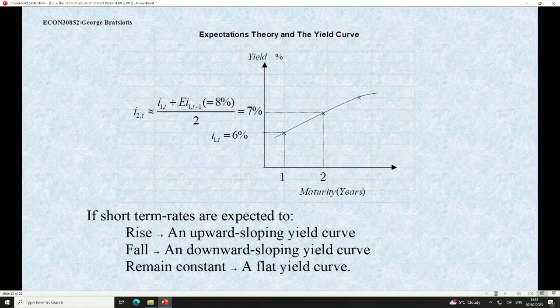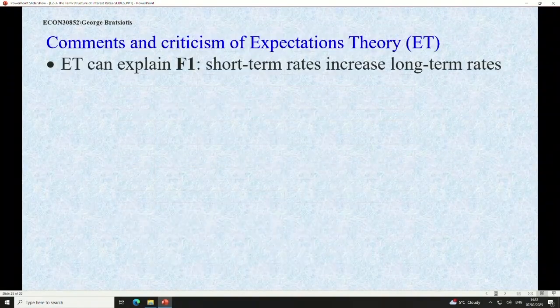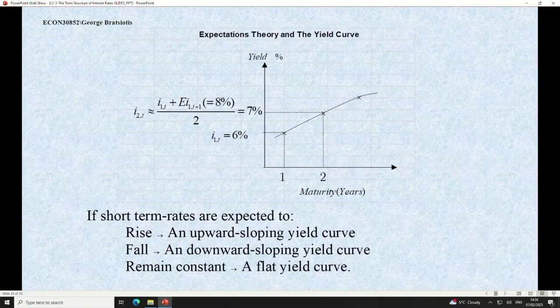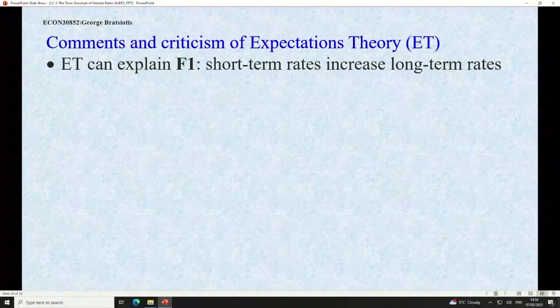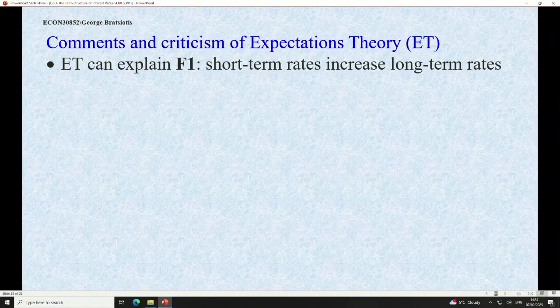There's a problem, however, with this. And the problem is, so basically, if short-term rates are expected to rise, an upward sloping yield curve. If they expect to fall, you get a downward sloping yield curve. And if you expect them to remain constant, you will get a flat yield curve. Now, the thing is this. The expectations theory can explain fact one. That if something happens to one rate, that has a domino effect on all rates. Therefore, you will see these lines move together, as we've seen in reality. Okay, so that's good then.